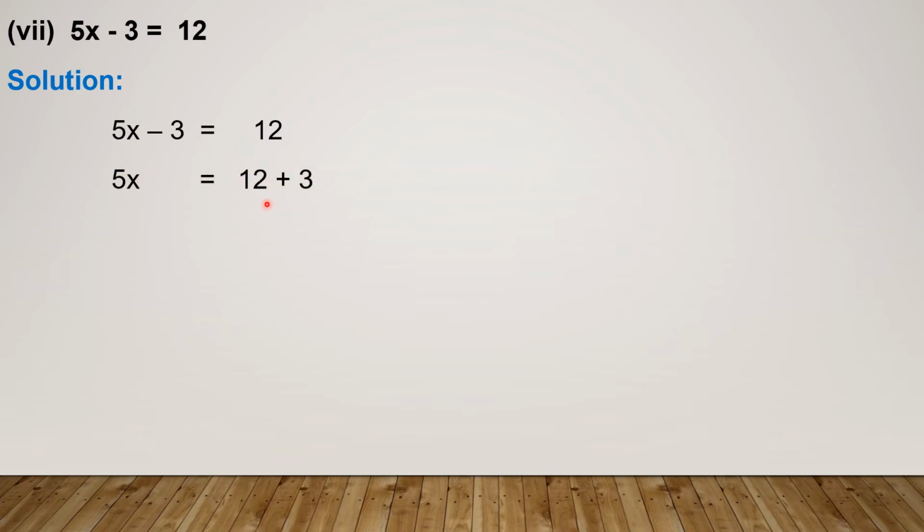In the next step, simply add 12 and 3, and we will get 15. 5x is equal to 15. Now move this 5 to the other hand side, and it will be divided. Since it is multiplied with x on your left side, when you move it to the right hand side it will be divided. 15 by 5, divide them or simply cancel them out. 5 ones are 5, 5 threes are 15, and 3 is the answer of this equation.